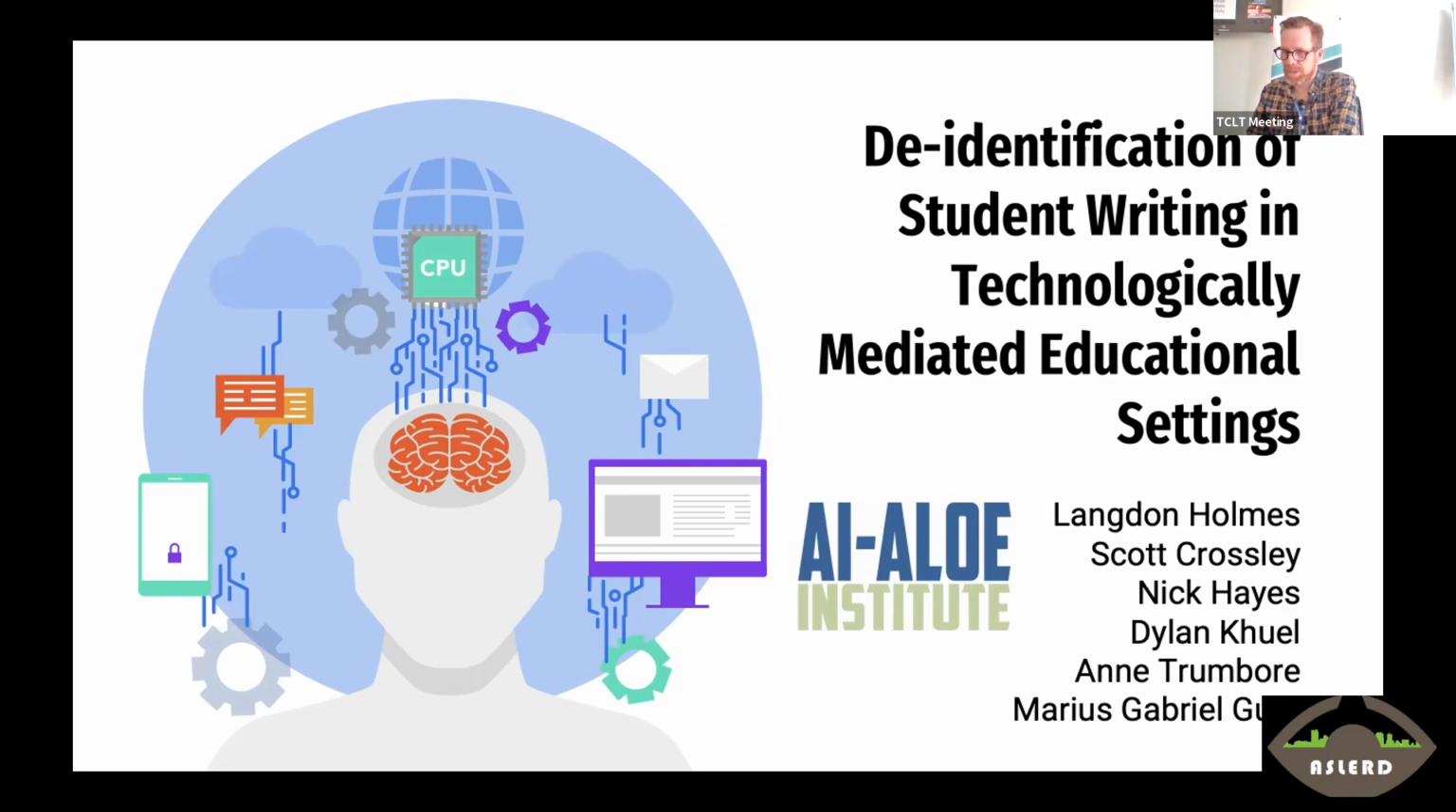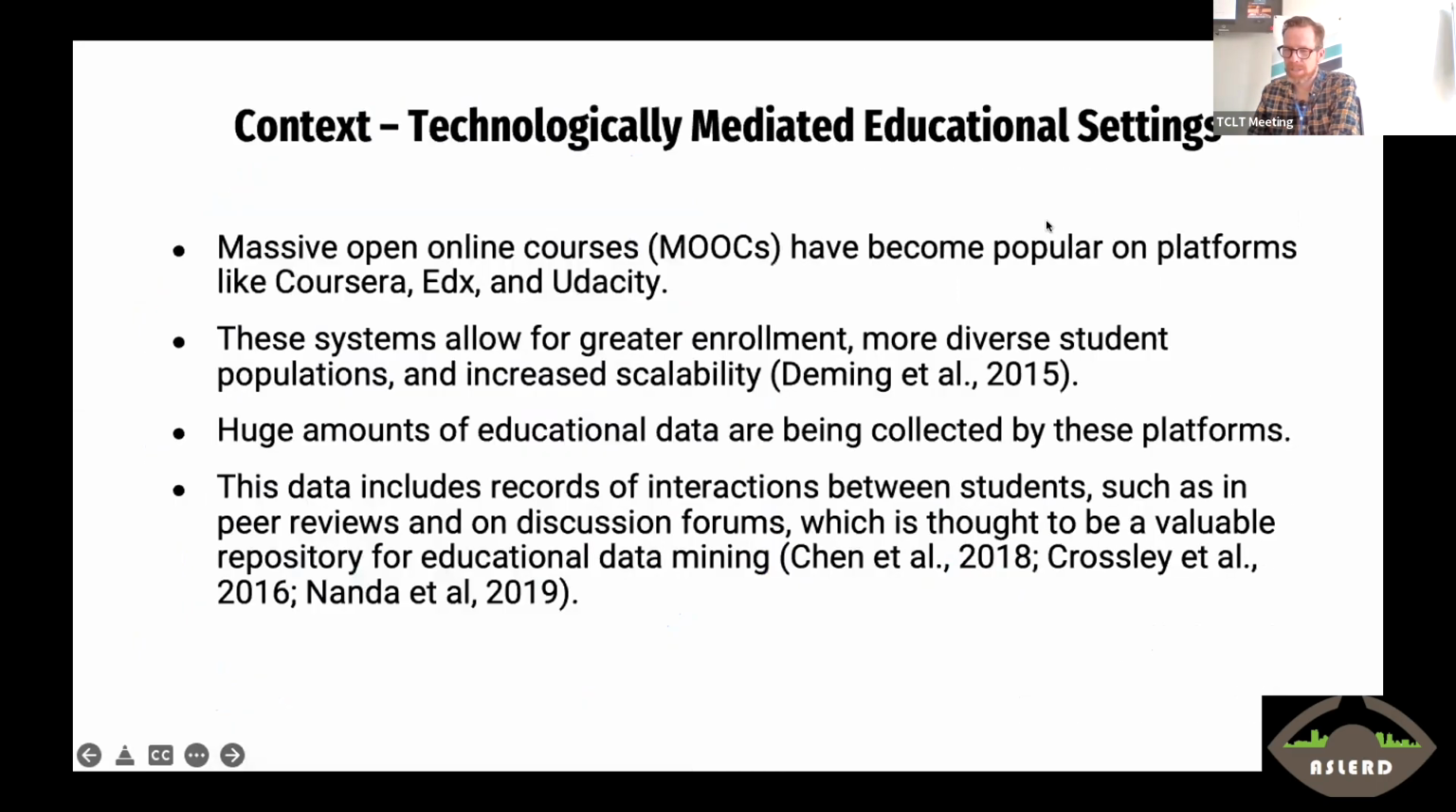So our interest with de-identification is basically the idea that we have massive open online courses, MOOCs, that are popular platforms being spurned every day. They allow for a greater enrollment and more diverse student populations. And we're collecting a huge amount of educational data on these platforms. And that data can be used to solve problems, address solutions, come up with puzzles and come up with interventions to help students learn better.